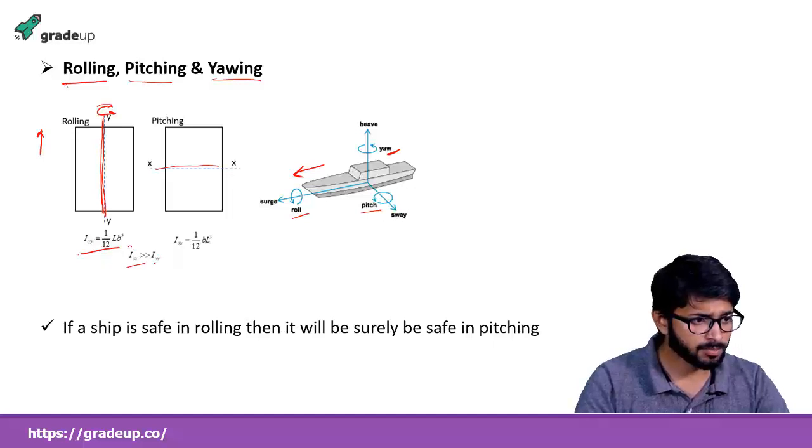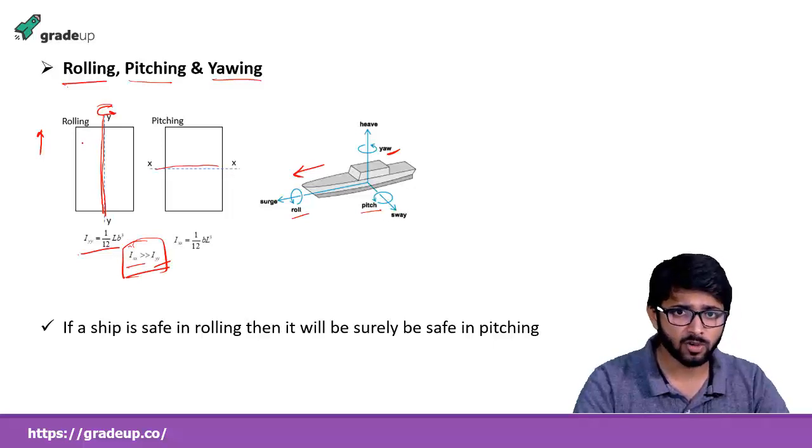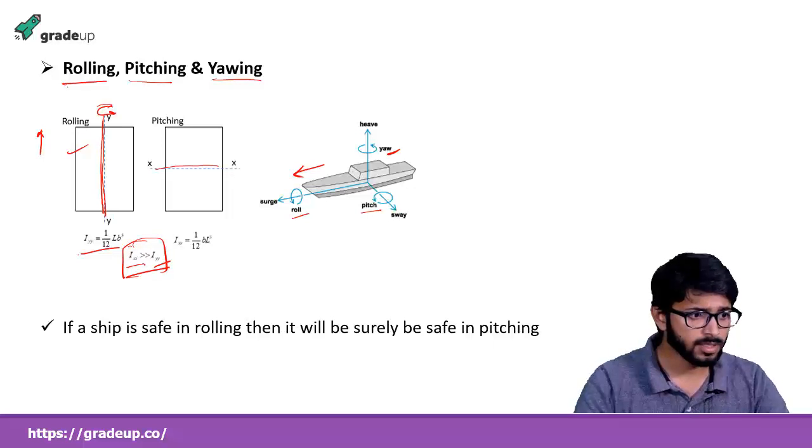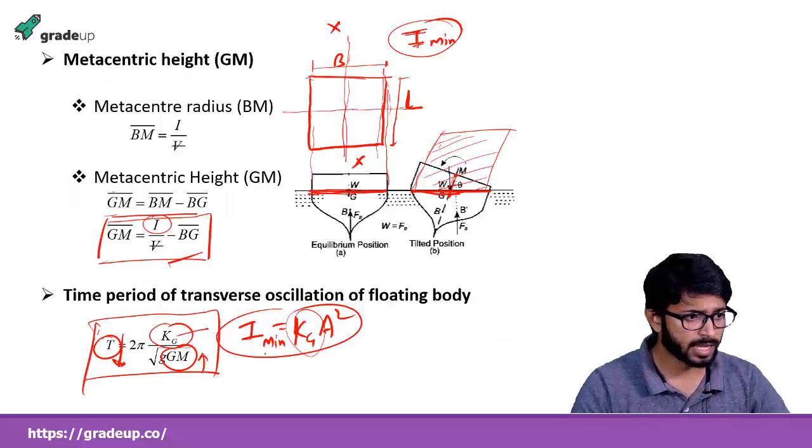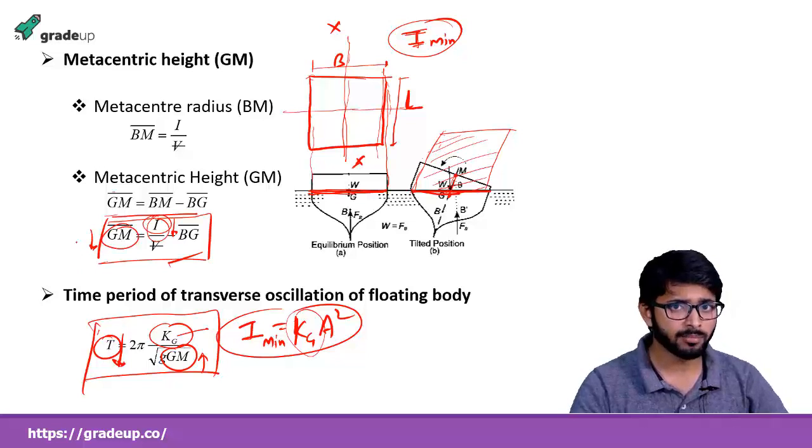that is, I xx is more than I yy. So the moment of inertia in case of rolling is less than the moment of inertia in case of pitching. So from this we can say if the moment of inertia is less, the GM will be less. Then the condition will become more severe because it will oscillate very much. I have talked earlier that for the metacentric height to be much higher, it will become more stable.